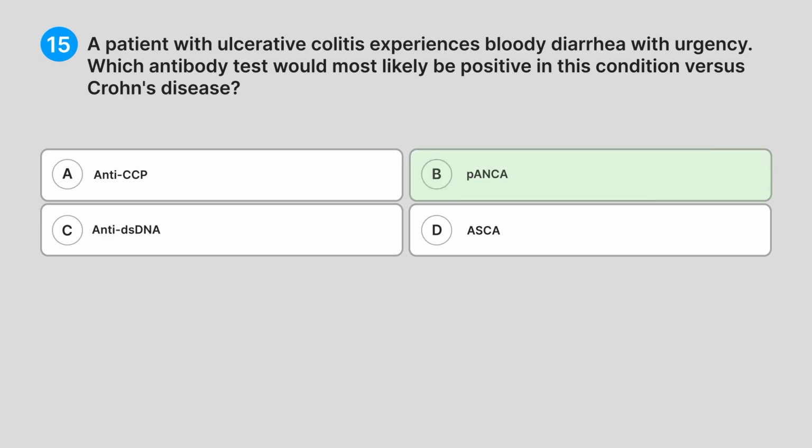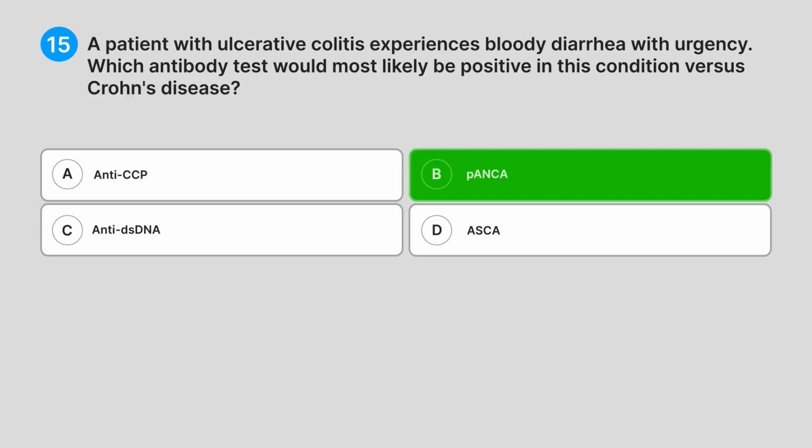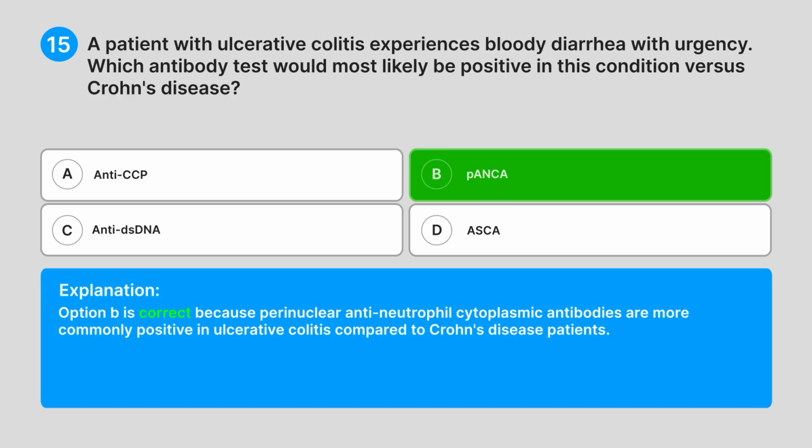Correct answer, B. PANCA. Explanation: option B is correct because perinuclear anti-neutrophil cytoplasmic antibodies are more commonly positive in ulcerative colitis compared to Crohn's disease patients.